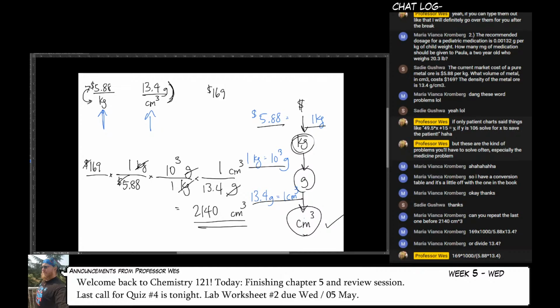So do that, and that should get you the right answer. It would be 2144, I think it was, yeah, which we then round to 2140 for 3 sig figs. If there are other questions, let me know.